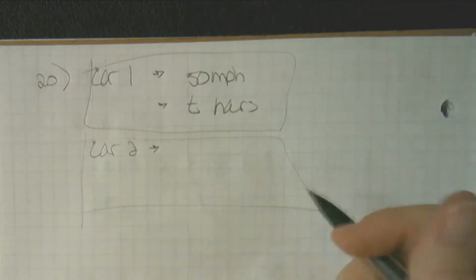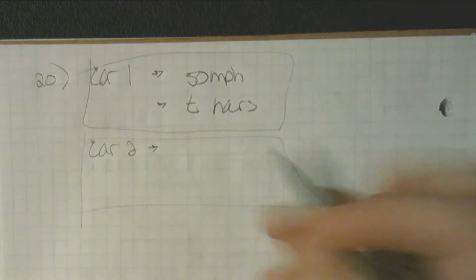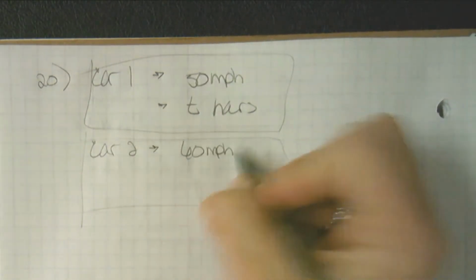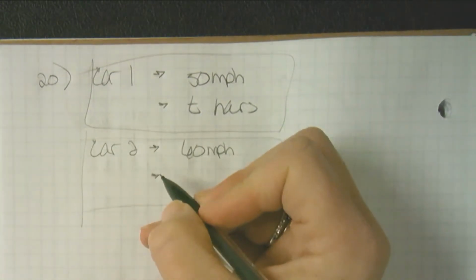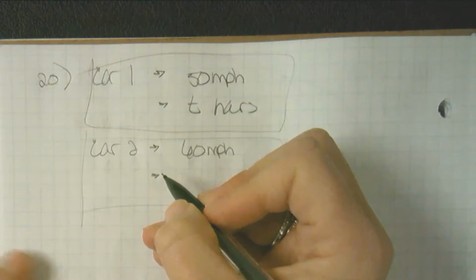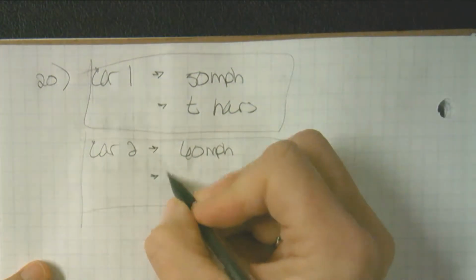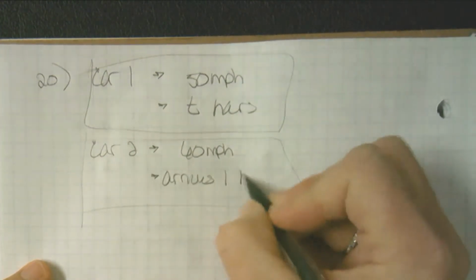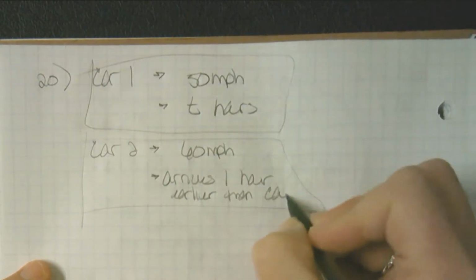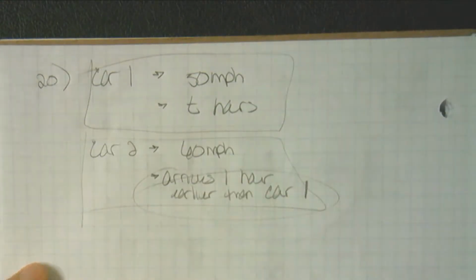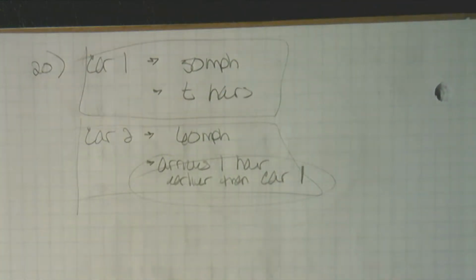So for car 2, it says the second car travels at 60 miles per hour. And this is the harder part, it reaches its final destination 1 hour earlier than the first car. So it arrives 1 hour earlier than car 1. That's the hardest part. Sit up, please. You need to think what that means. Then it says, how long does it take the first car to reach its destination?